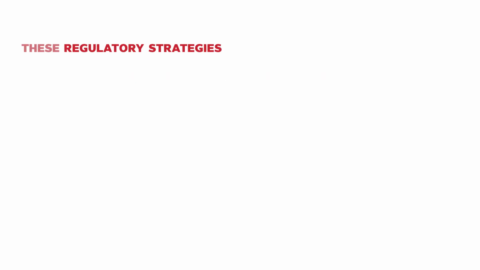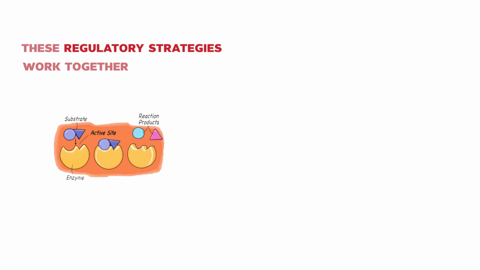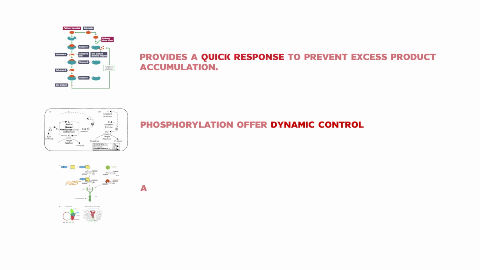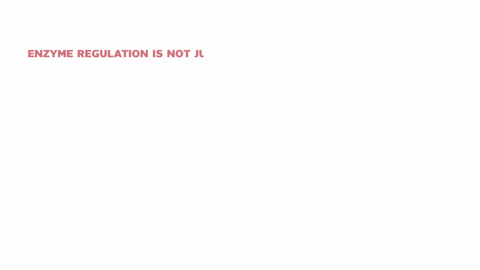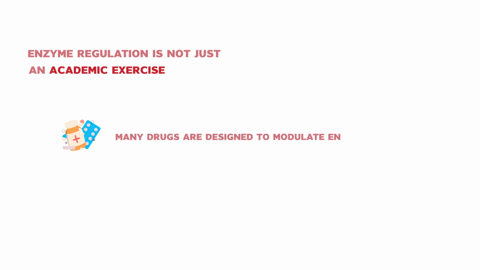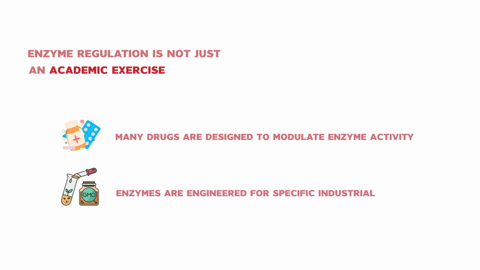These regulatory strategies work together to ensure enzymes operate efficiently and adapt to the cell's needs. Feedback inhibition provides a quick response to prevent excess product accumulation. Reversible covalent modifications, like phosphorylation, offer dynamic control, and proteolytic activation allows for rapid, irreversible activation when needed. Understanding enzyme regulation is not just an academic exercise. It has real-world applications in fields like medicine, where many drugs are designed to modulate enzyme activity, and biotechnology, where enzymes are engineered for specific industrial processes.